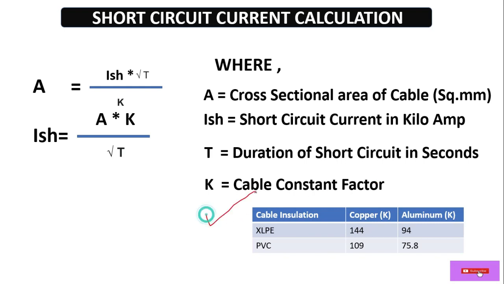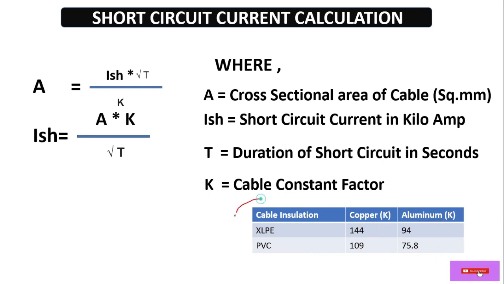As per the manufacturer of the cable, there are basically two types of cable as per insulation, XLPE and PVC, and as per conductor material, copper and aluminum. In case of an XLPE copper cable, we have to take the K factor value 144, and if we have an aluminum cable then 94. Similarly for PVC insulation, if we have copper then 109, and if we have aluminum then we have to consider 75.8.